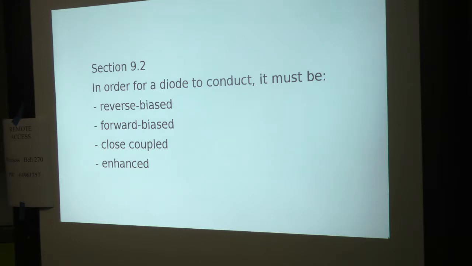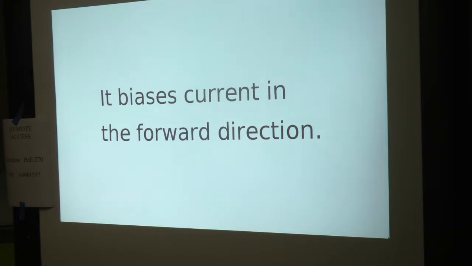All right. In order for a diode to conduct, it must be forward biased. Yep, that's correct. It biases the current in the forward direction. That's all forward bias and reverse bias means.